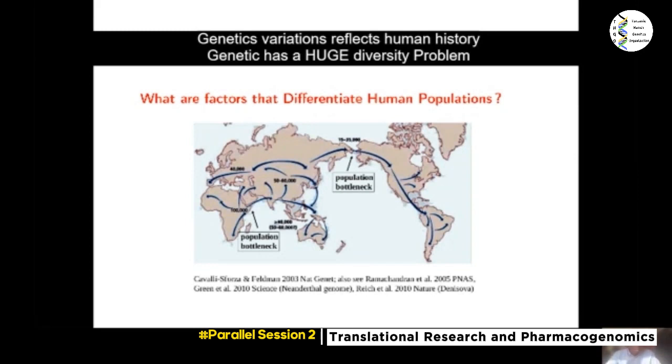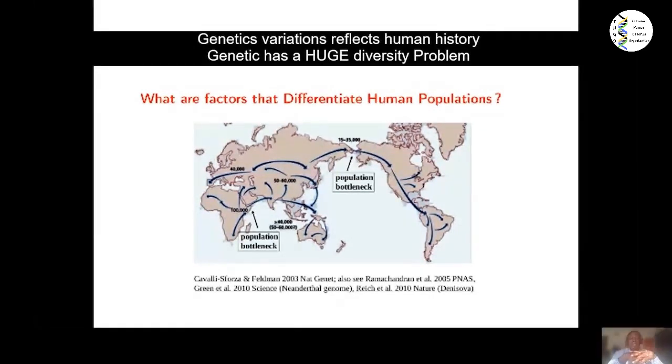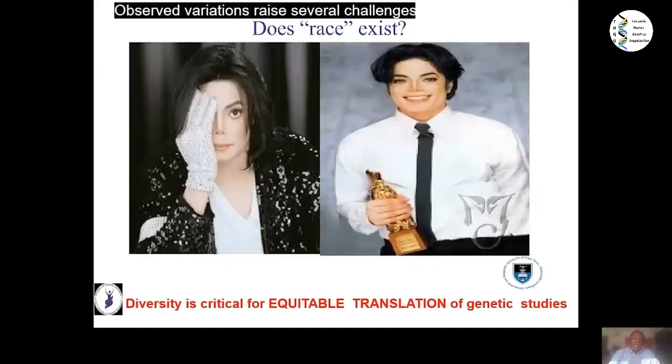So those factors are well understood, but they have led to a huge diversity problem in genetics today that needs to be solved. Just imagine that you have no information about Michael Jackson, no news at all, you never heard about him, and right now this gentleman appears in the room, and I ask you if Michael Jackson is African or European.